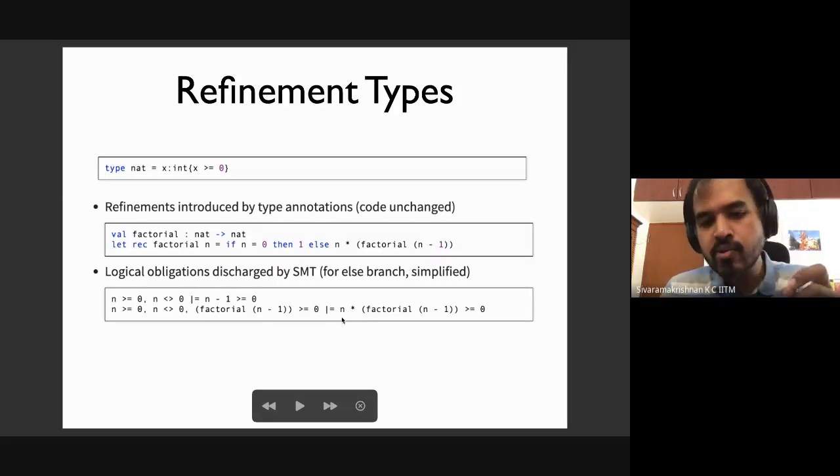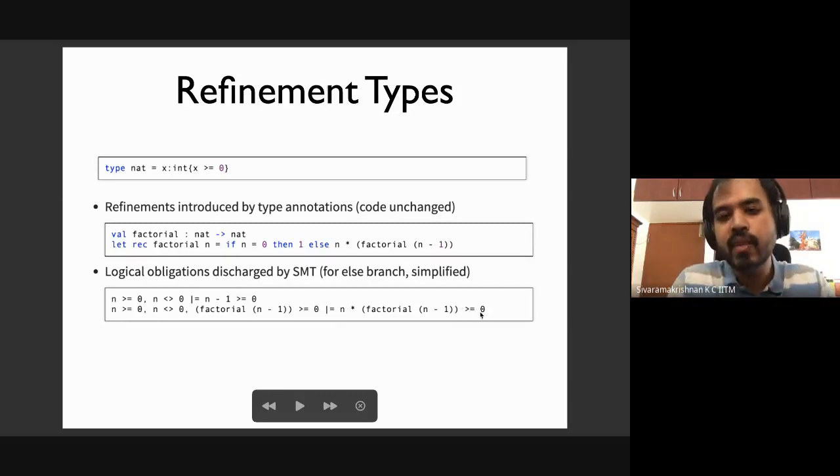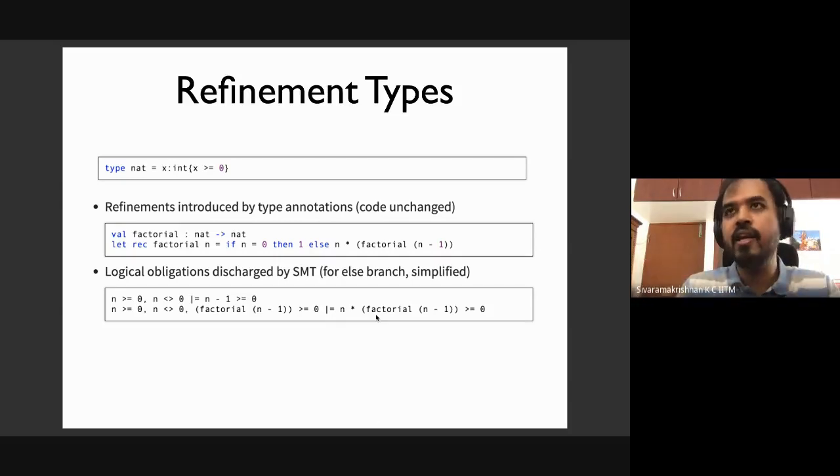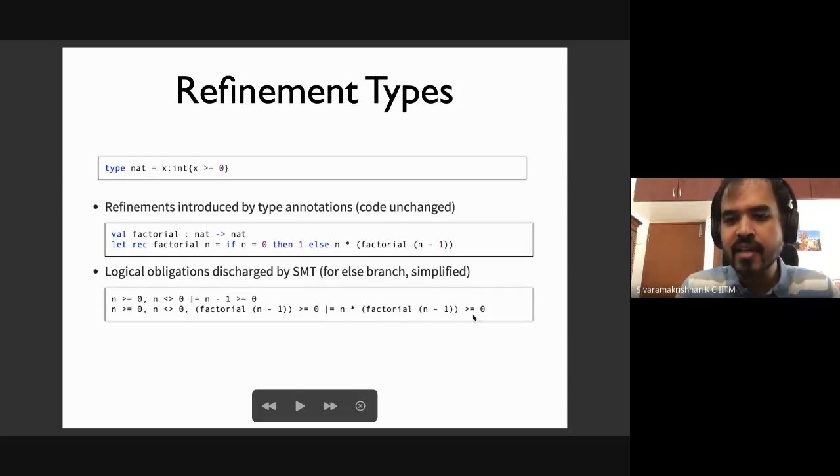Now, with all those facts, I need to show that n times that term is greater than or equal to 0, which is a natural number. Here we are using the property that if you take a natural number and multiply that with another natural number, you get a natural number as a result. This is part of the integer theories, right? And that is the reason why this function actually type checks.